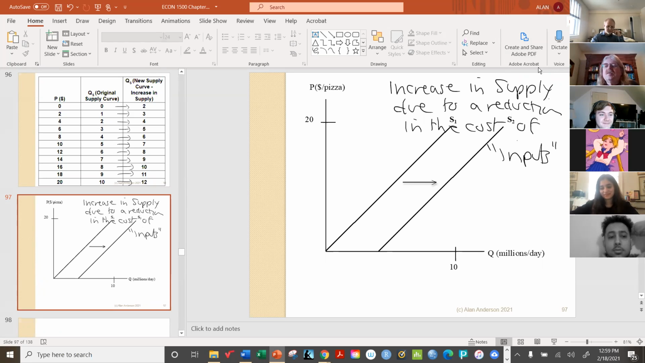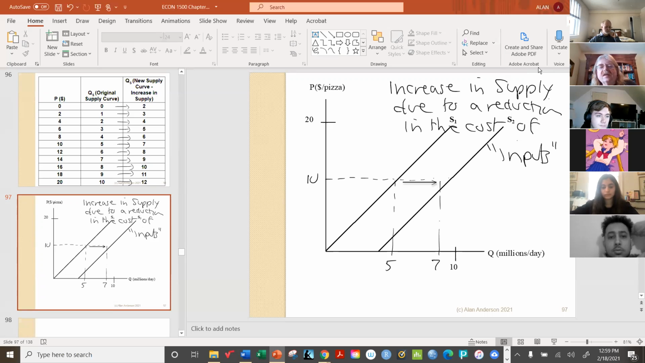But anyway, so the supply goes to the right. Now, remember before, initially at a price of 10, we were previously willing to make 5 million pizzas. Now that goes up to 7. And so the entire relationship shifts, and we call that an increase in supply.